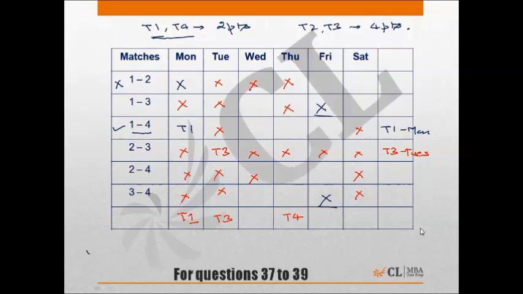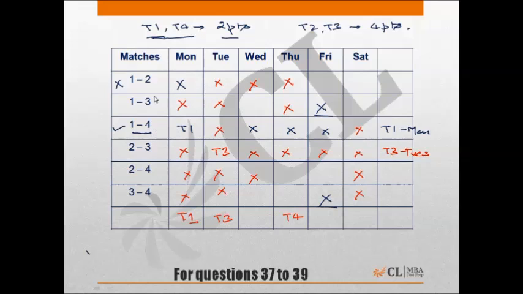So since T1 has won the match against T4 on Monday, that means T1 would have lost all other matches, because T1 has won only 1 match and it has got 2 points. That means it would have lost all the other matches, which would be against Team T2 as well as T3.